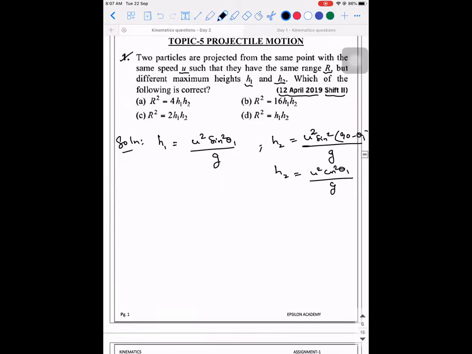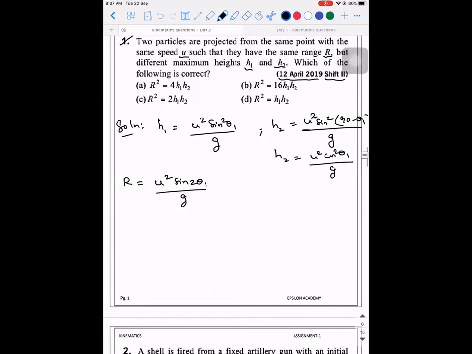Suppose I write the formula for r. R is u square sine 2 theta 1 divided by g. Accepted. Now see. If you observe every expression, they have h1 into h2 and r square. So find out what is r square. R square is u power 4 sine square 2 theta 1 divided by g. Let this be equation number 1.